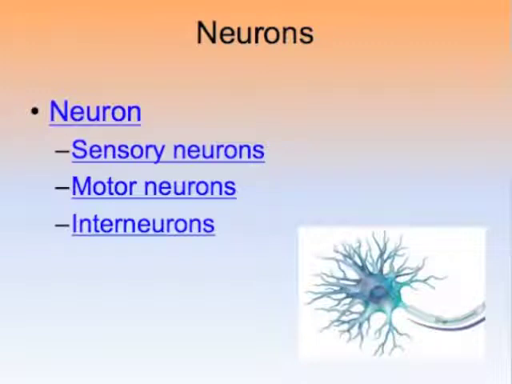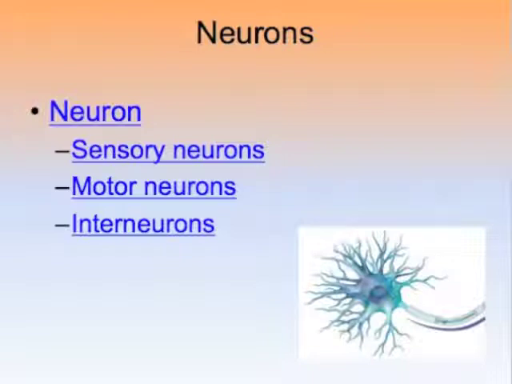There are three types of neurons: sensory neurons, motor neurons, and interneurons, and they all have a very distinct function. Sensory neurons carry messages from the body's tissues and sensory organs inward to the brain and the spinal cord. Motor neurons are when the brain and the spinal cord then send instructions out to the body's tissues via these motor neurons.